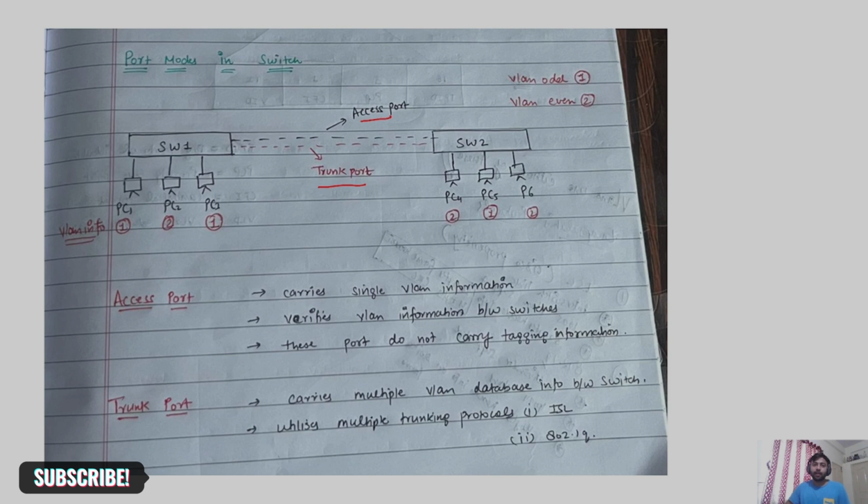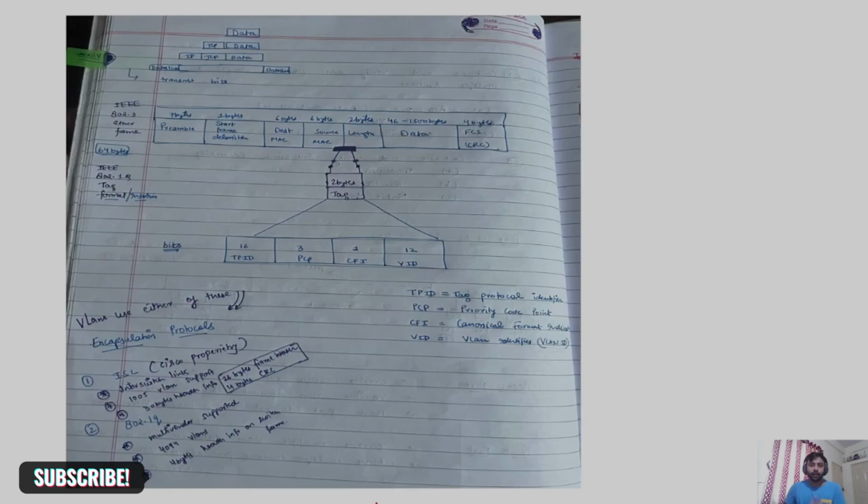For example, let's say I have two types of VLANs in both switches: 1, 3, 5 and 2, 4, 6. So we have two types of VLAN. The first one is odd VLAN and the second one is even VLAN. With the access port, we will not be able to transmit the data for both the VLANs. We have to define that port as a trunk for multi-VLAN information transfer. So these are the port modes. In a trunk port, we carry multiple VLAN databases between switches, and for that purpose, we utilize encapsulation protocols, which are ISL and 802.1Q. Let's understand what ISL and 802.1Q are.